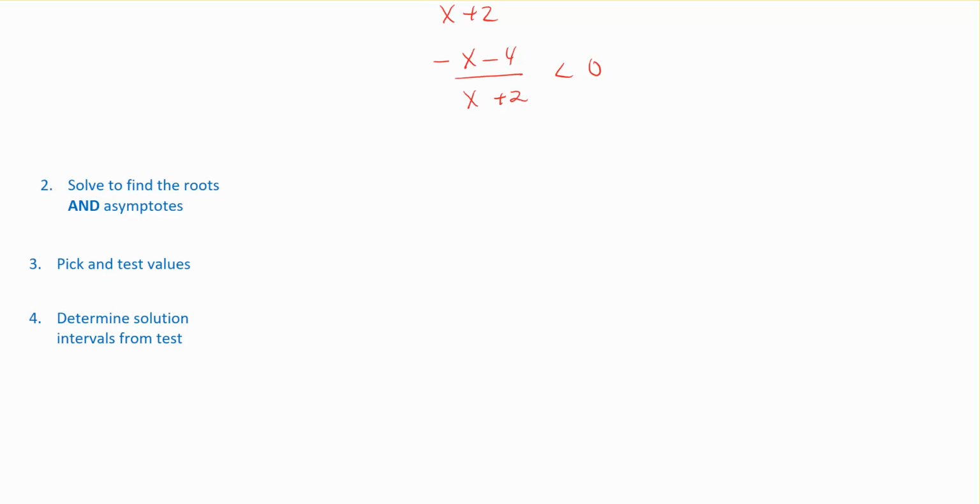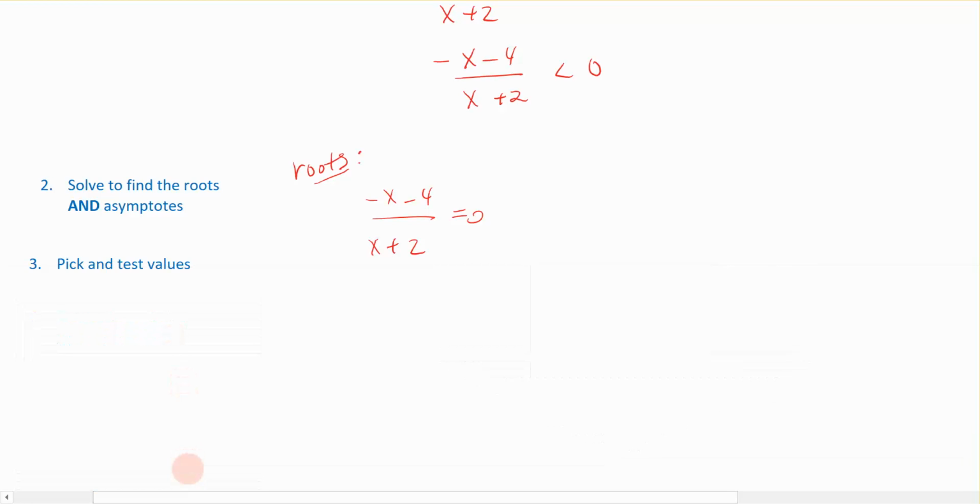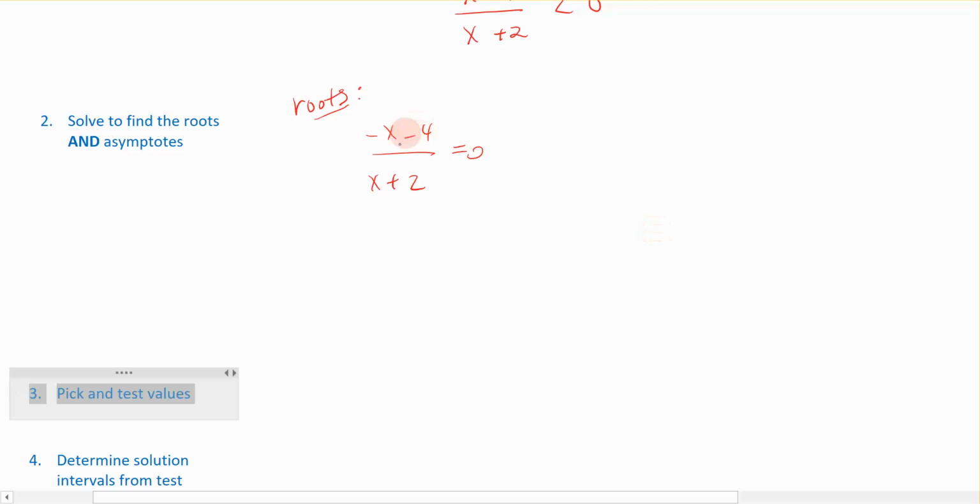Remember, when we find the roots, we take the rational function, negative x minus 4 over x plus 2, and set it equal to 0. Okay, so if I am setting this thing equal to 0, I would multiply both sides by the denominator. That's going to just leave me negative x minus 4 equals 0. Or if I add x to this side, I get 4 is equal to x. This is where we are crossing the x-axis.